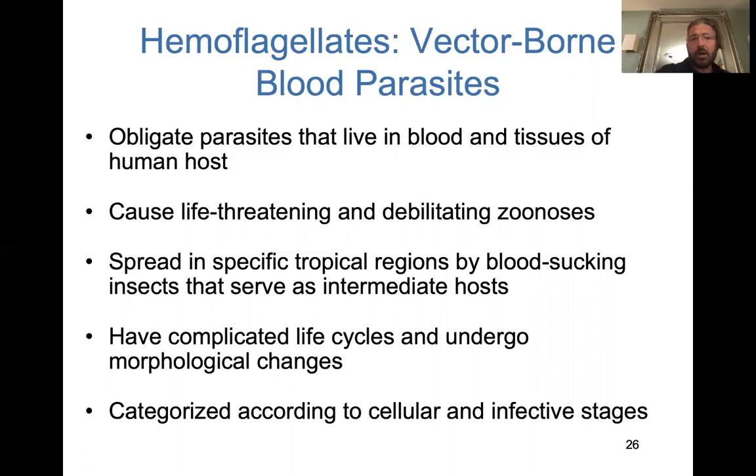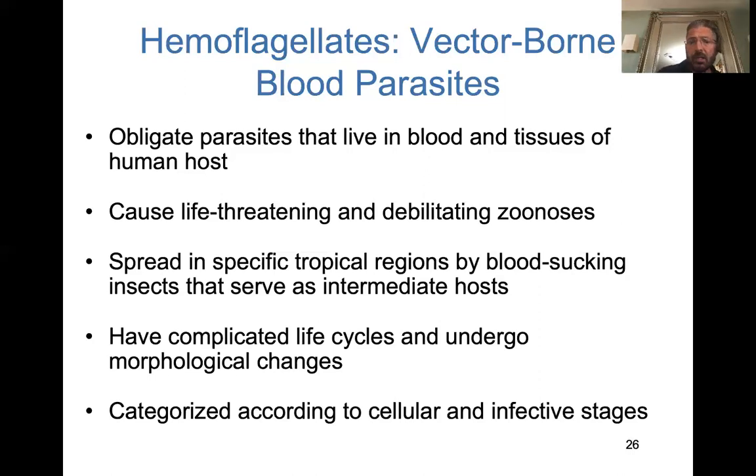All right, spread in specific tropical regions by blood-sucking insects that serve as intermediate hosts. And we used to have this in the United States between the U.S. and Mexico when we did the Panama Canal, but we were able to wipe out the entire population down there. So as of right now, we don't really have a problem with it.